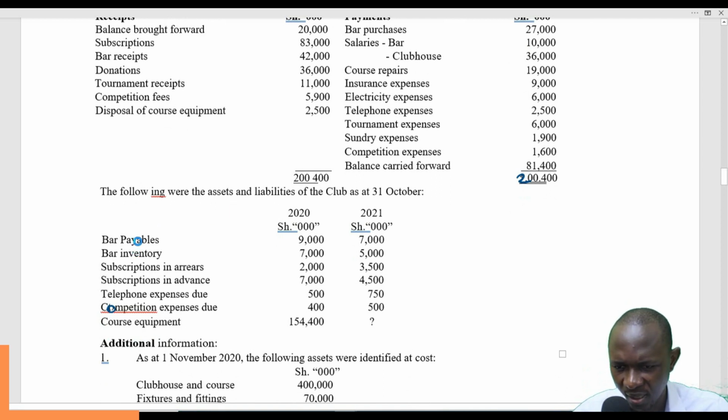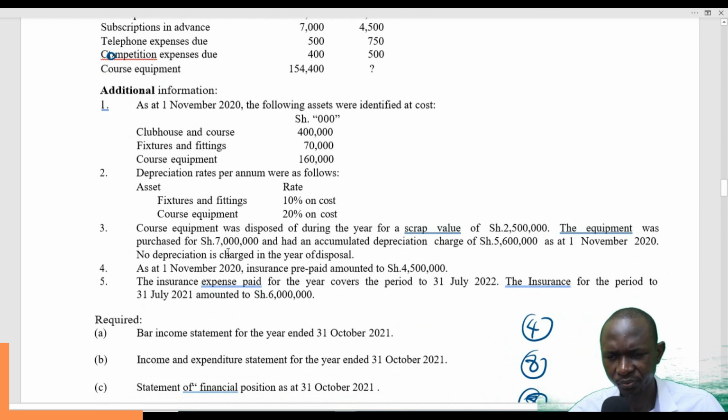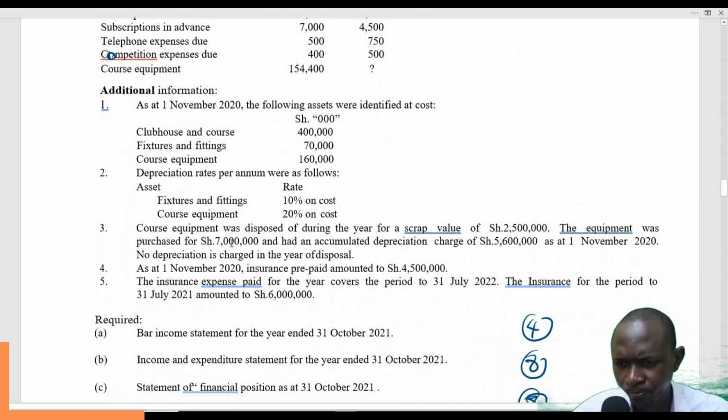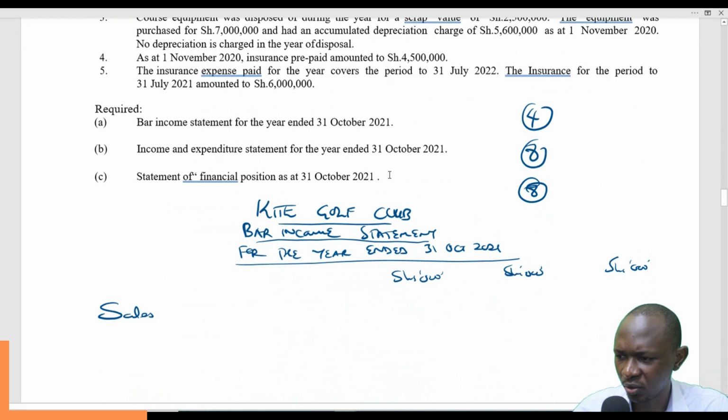These are assets and liabilities, they're not telling us anything about receipts. Check the additional information. There's nothing about receipts, so we'll pick it as it is. So sales 42,000. Put it in the outermost column.